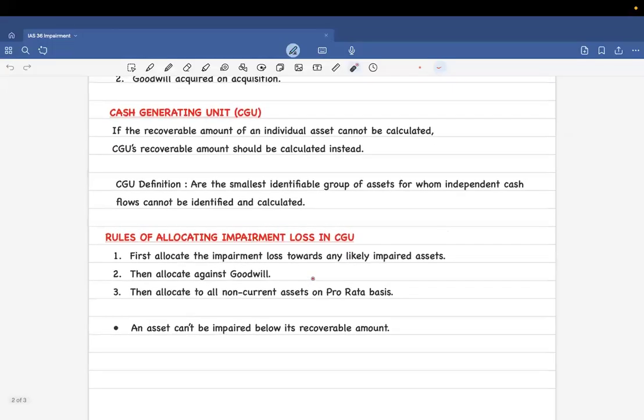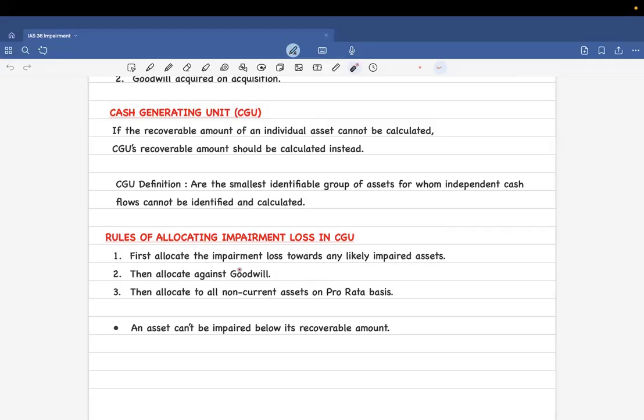Now, the rules of allocating impairment. What happens if in that group there is impairment, but you can't make out which asset is causing the impairment? In that case, we have a rule to follow according to the standards. First rule, the standard says that the impairment should first be netted off against any assets which show indications of impairment. That means likely impaired assets should be netted off first.